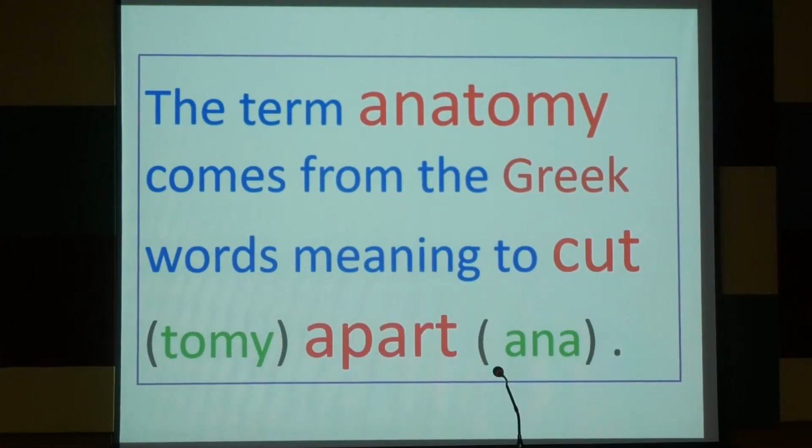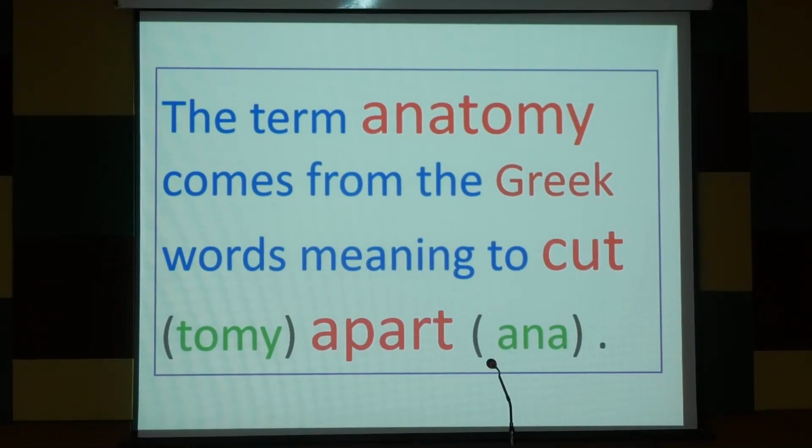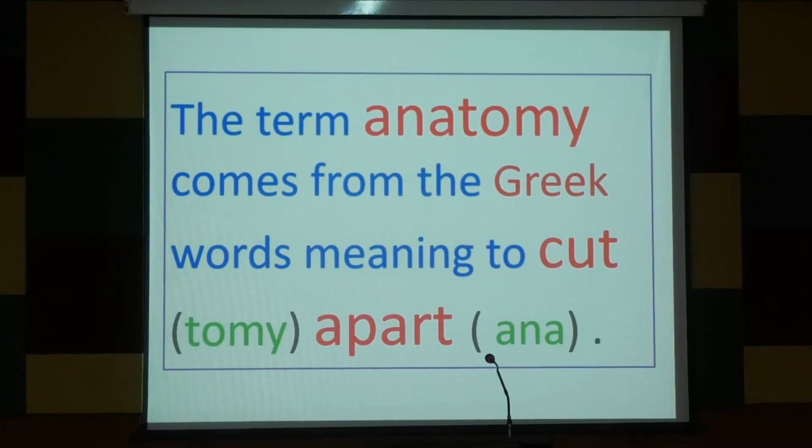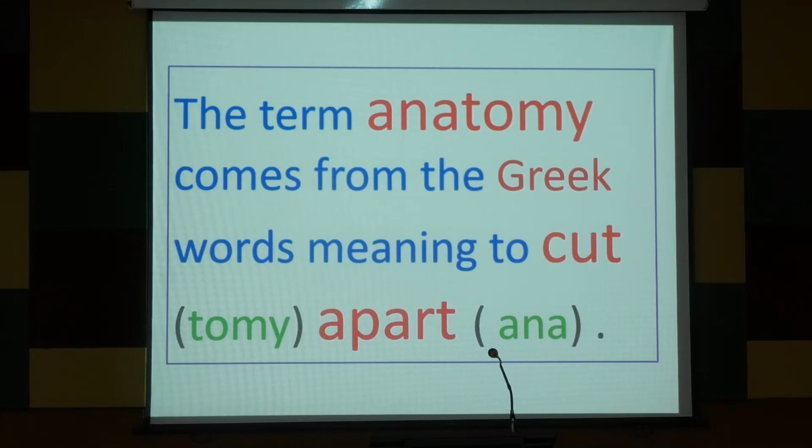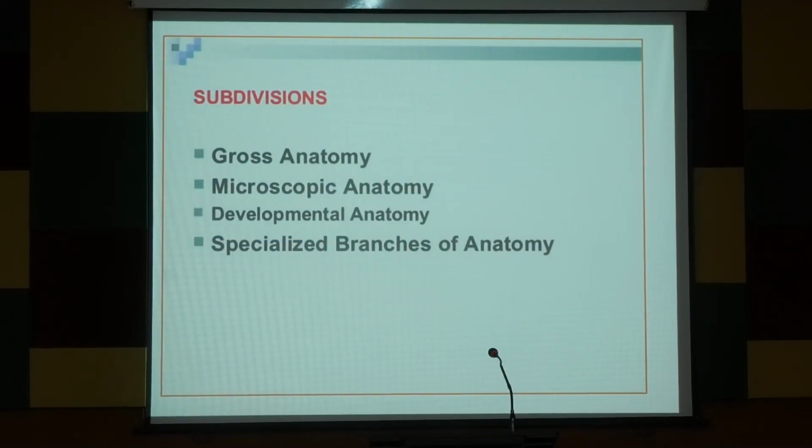So it comes from ana and tomos. Ana plus tomos means anatomy. What is the origin? Greek. Just remember these two lines and write them down, but not more than that. Don't give yourself a headache reading so many things about dissection. Now, what are the subdivisions?